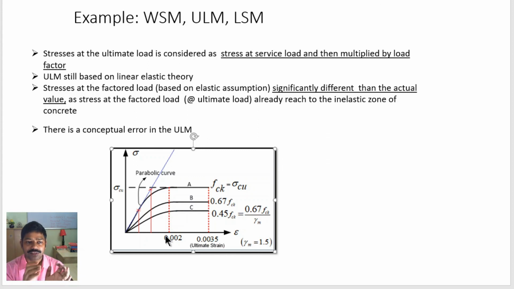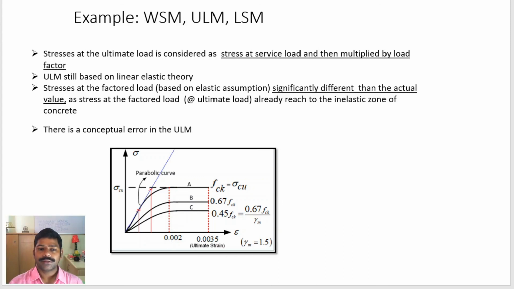So these are the things in the working state method, ultimate load method, and the limit state method. The limit state method basically gives you a more realistic measure of the design. Since the limit state method considers both safety and serviceability criteria, it gives a more realistic design. Though the limit state method cannot guarantee that the structure will not fail, the probability of failure of the structure will be very low.